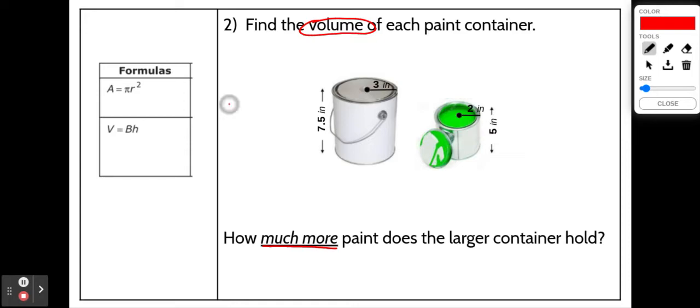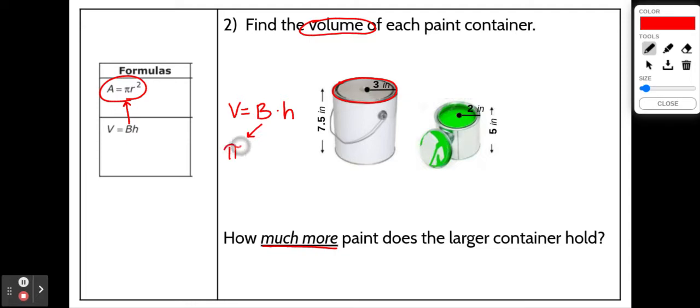So the one on the left, volume equals area of the base times the height. So the base is a circle. So I've got to be sure that when I'm finding the area of the base that I'm using the area formula for a circle, because a cylinder has a base on the top and on the bottom, right? And they're circles, aren't they? Okay, so let's find that area of the base.